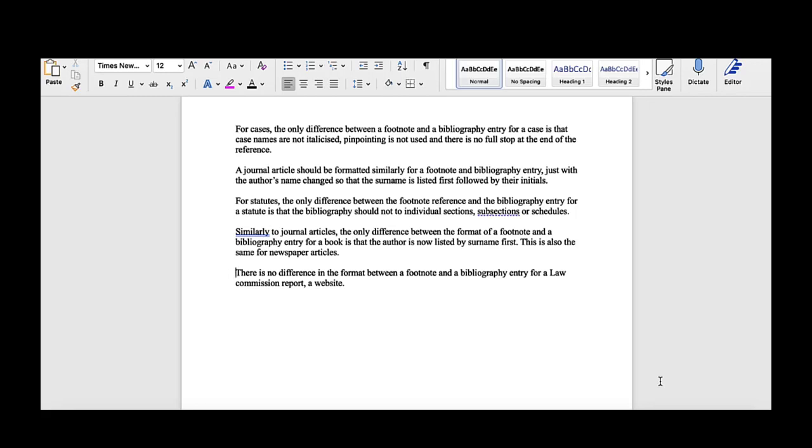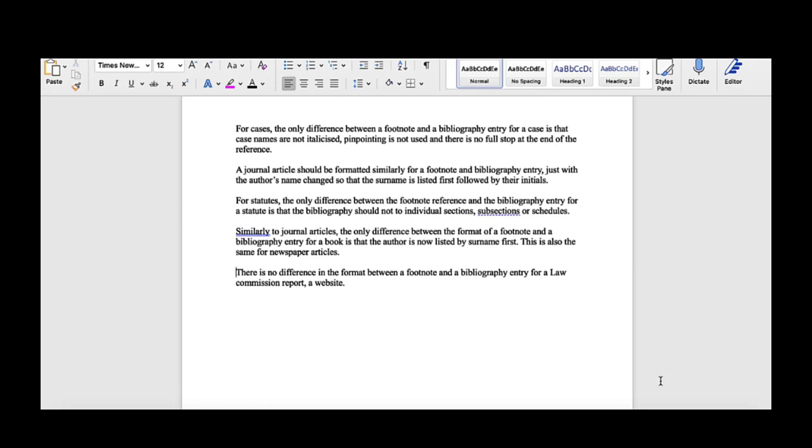For cases, the only difference between a footnote and a bibliography entry for the case is that the case name is not italicized, pinpointing is not used, and there is no full stop at the end of the reference. The only difference between a footnote and a bibliography entry for a journal article is that the author's name is changed so that the surname is listed first, followed by their initials.